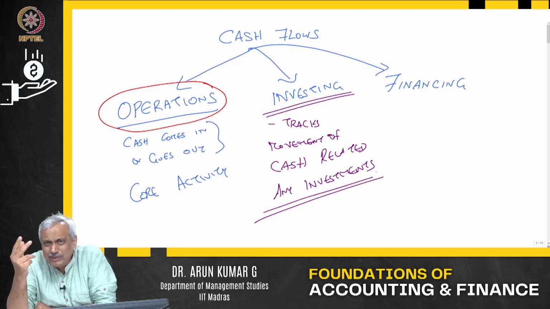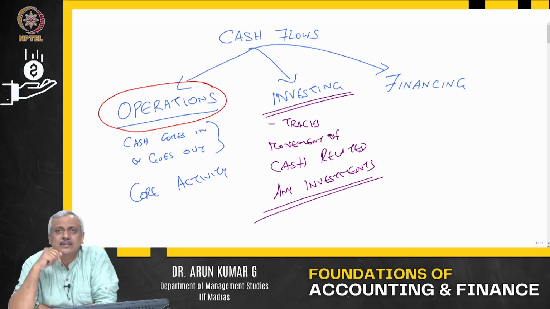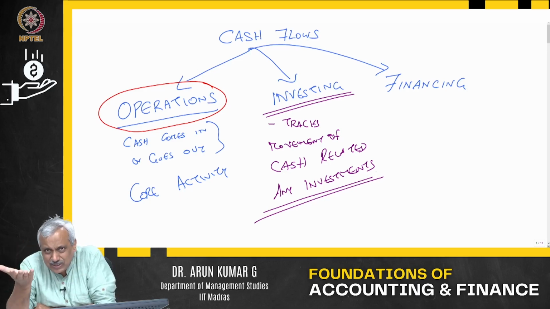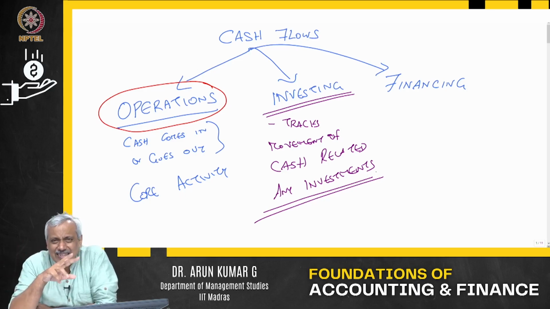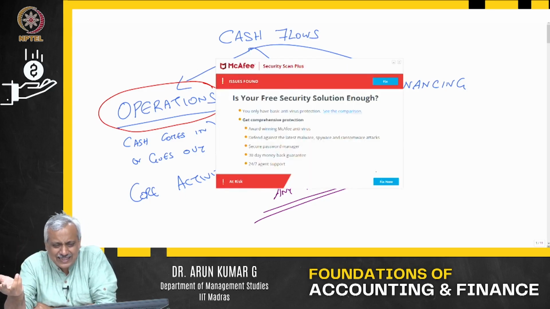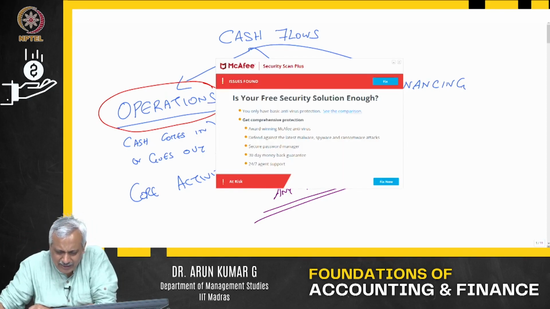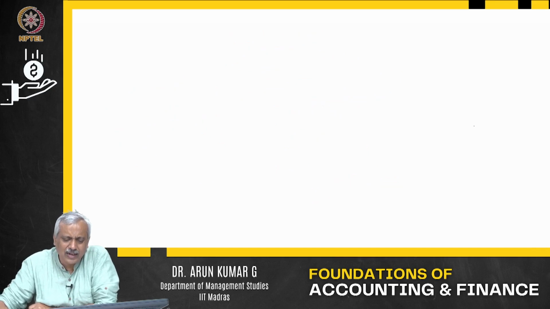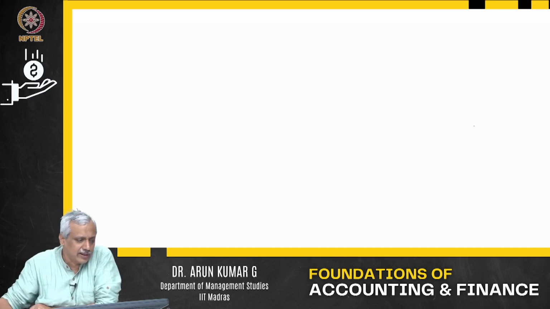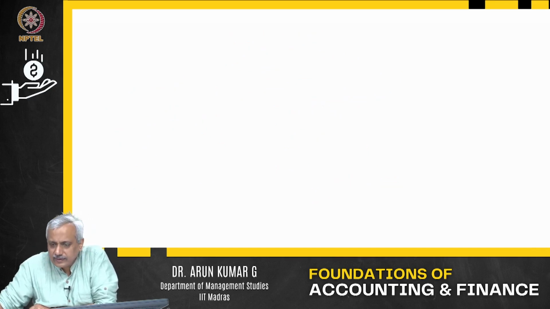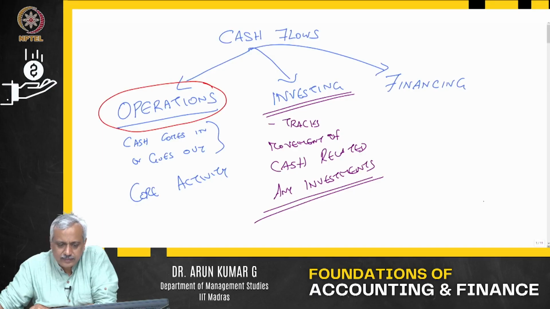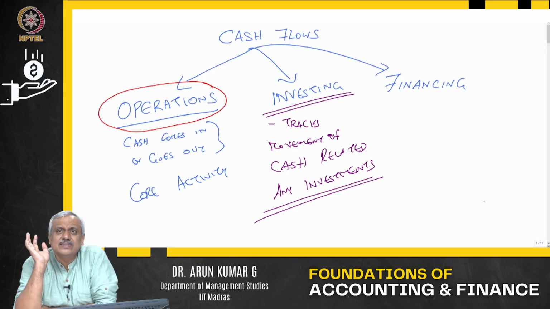I sell my old machinery, I receive money. You sell it for profit or loss, I don't care, but you sell the machinery, you receive cash. Cash coming in, that is related to my investing activity. Cash coming in related to my investing activity.